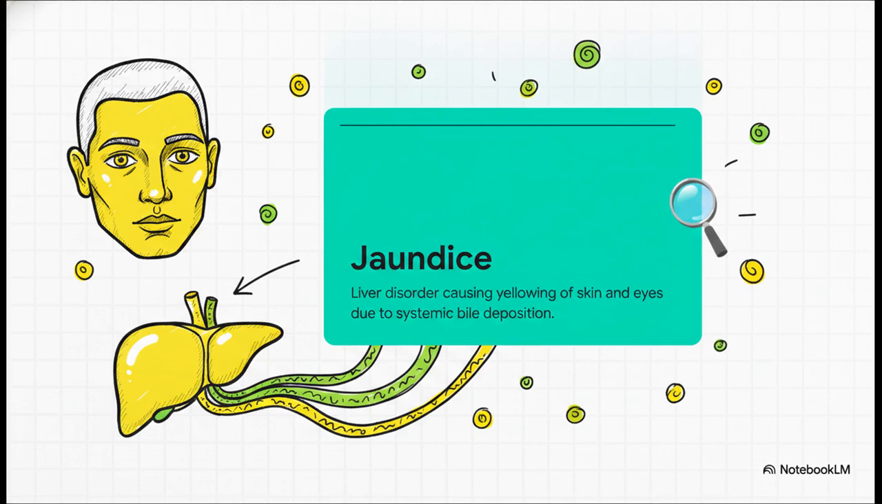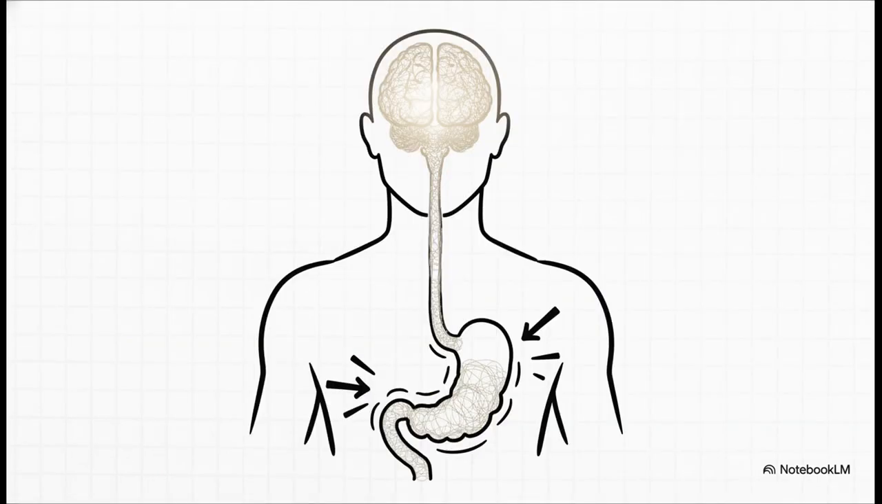Now picture this vignette. A patient walks into your clinic with distinctly yellow skin and yellowing of the sclera in their eyes. This is jaundice. Basically, this is a clinical flashing light for hyperbilirubinemia. It means there's a fundamental failure in the liver or biliary tree and bile pigments are being deposited systemically right into the patient's tissues.